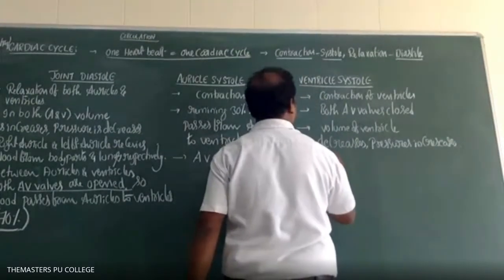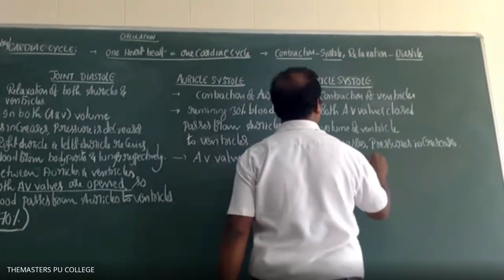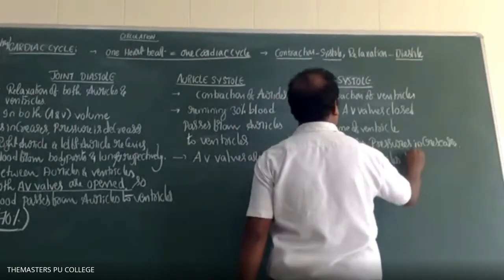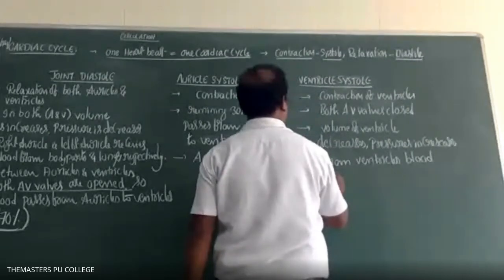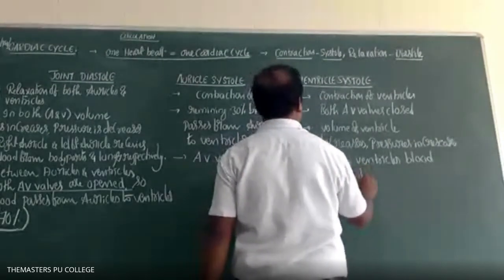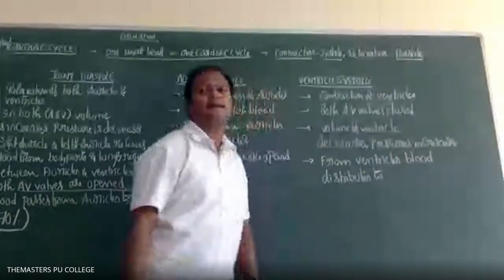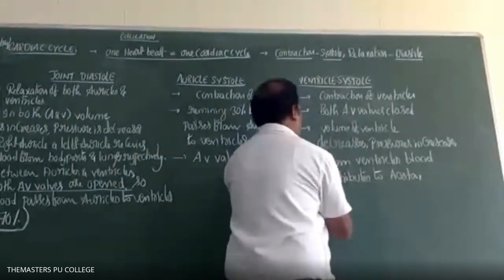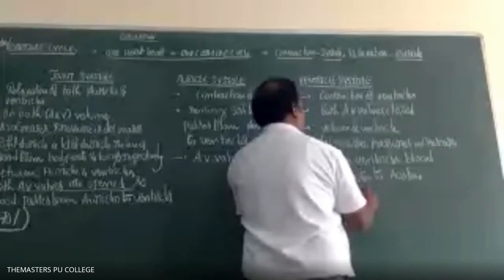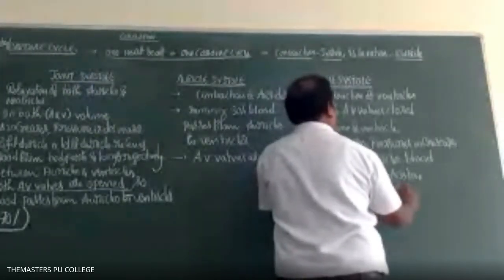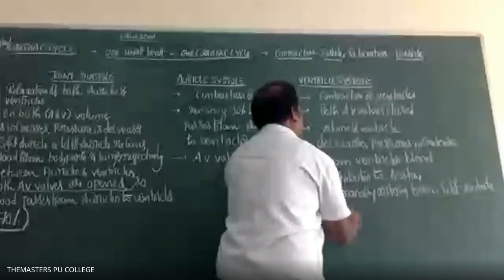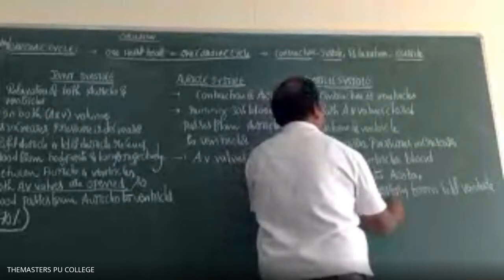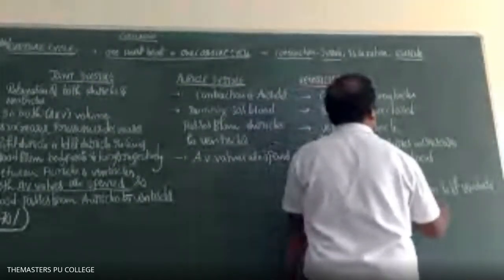So from the ventricles, blood distributes to where? Blood distributes to the lungs and aorta and pulmonary artery, from the left ventricle and right ventricle respectively.